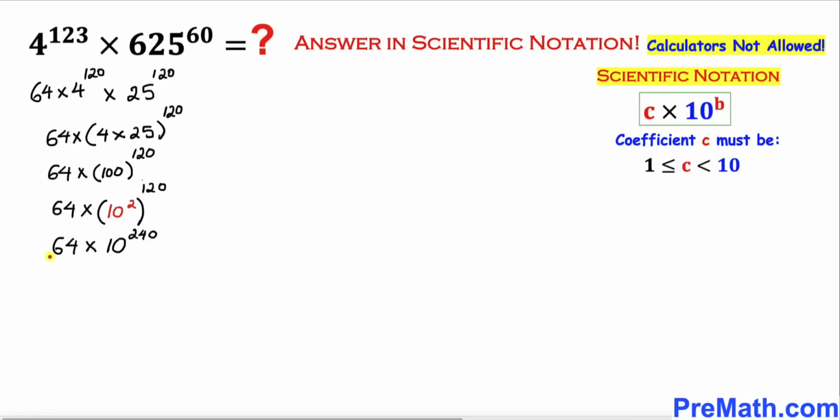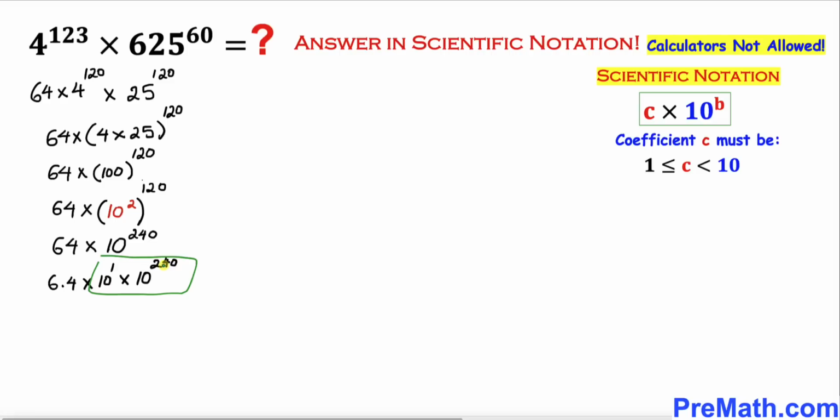And now let's focus on this 64. I'm going to make it less than 10. So I can make it like 6.4 times 10, that is equal to 64. Therefore, I can write this thing 6.4 times 10 power 1 times, I'm going to write down this thing, 10 power 240. And now let's apply the product rule on this one.